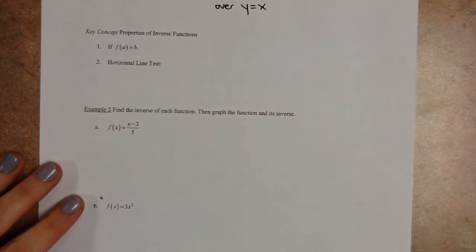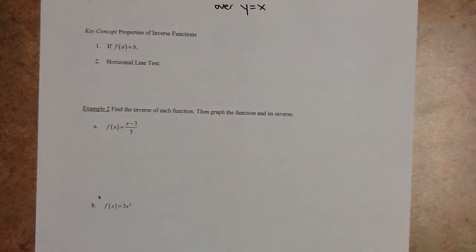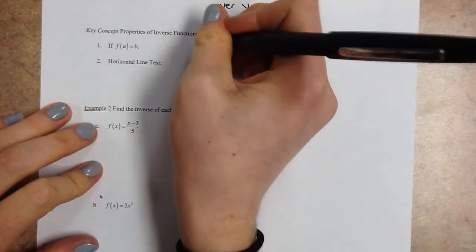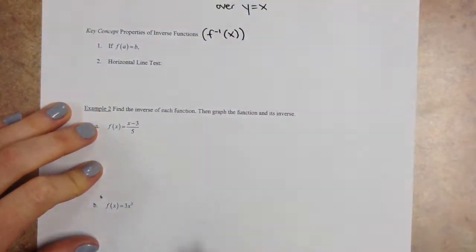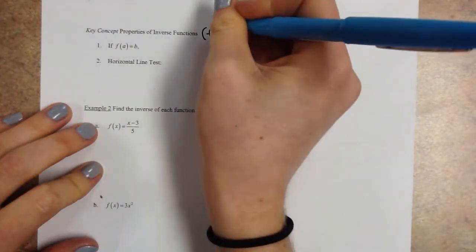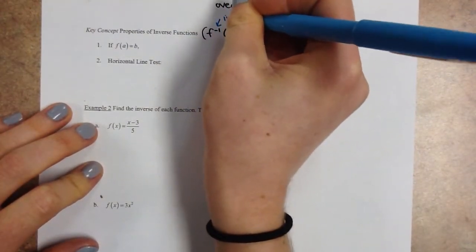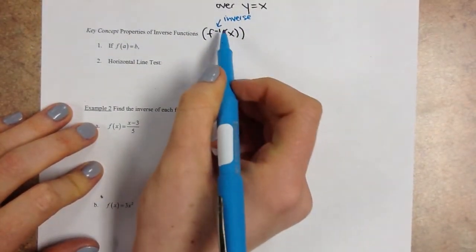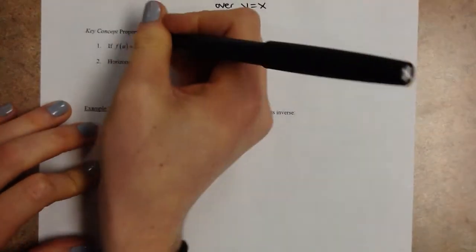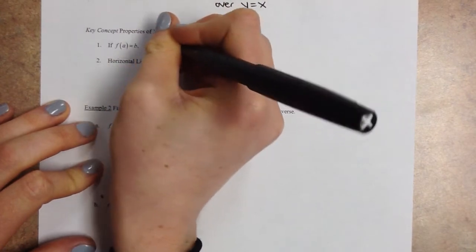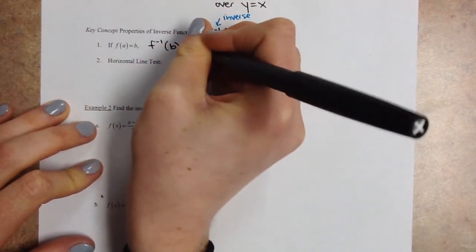Next key concept, properties of inverse functions. So first of all, this is what an inverse function looks like. We write f and then this little superscript of -1. So every time you see that little -1, this means inverse. So we read this as f inverse of x. All right, so if f of a equals b, that means f inverse of b equals a.